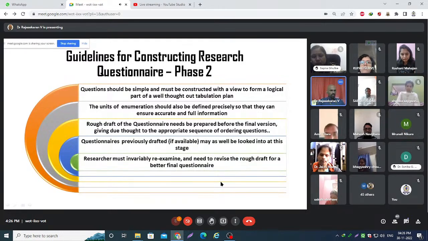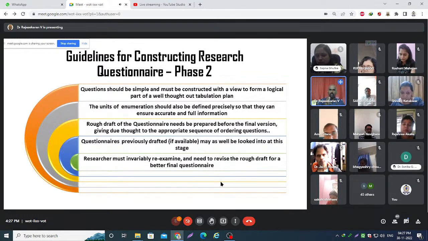After preparing the questionnaire, you have to do so many revisions. Why am I saying this? Because initially you will think that certain questions will be good, but suddenly some new idea may come in. So I would advise a minimum of 4 to 5 revisions. I'm telling minimum; maximum is infinite. But minimum 4 to 5 times you have to revise the questionnaire.